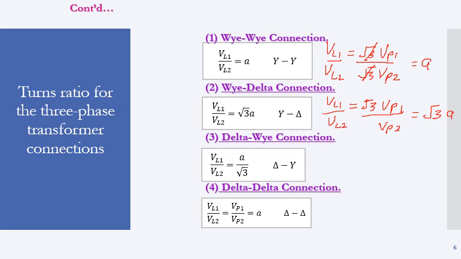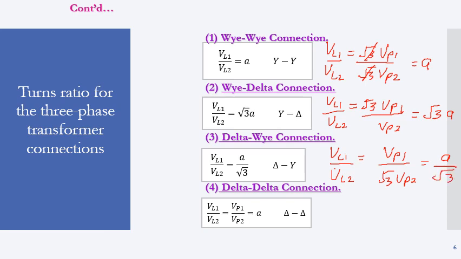For the delta-Y connection, VL1 equals, for delta, VP1, and for VL2, for the Y connection at the secondary, it is root 3 V phase 2. So we will get here VP1 over VP2 is a divided by root 3.